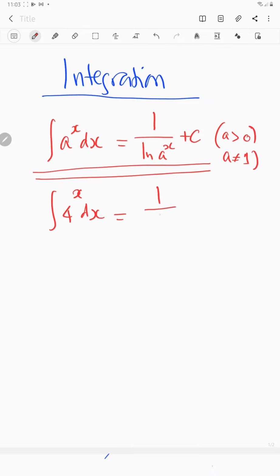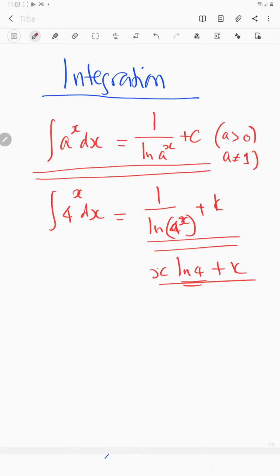So this is the same as 1 over natural log of 4, times 4 to the power x, bracket plus any constant which can come. So you can easily get this one. This is like x natural log of 4, so you can get the natural log of 4 and then the value, plus k on the other side. So this becomes 1 over the natural log, as a reciprocal of the function.